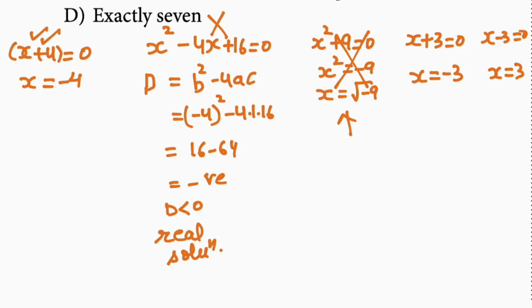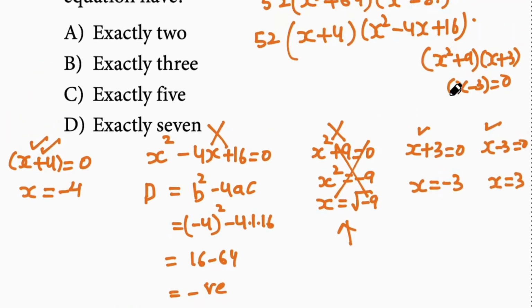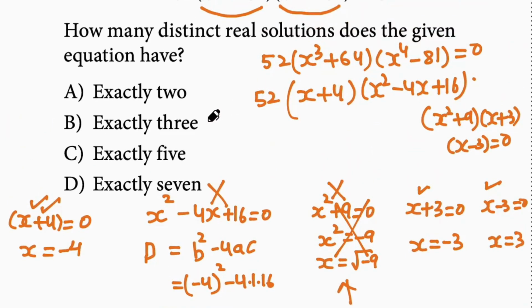This is the first of it. This part is not going to give us real solutions. This is second and this is third. So there are exactly 3 real solutions for this. So B is the right option. See it 2 or 3 times to absorb all the information given in the question, right?